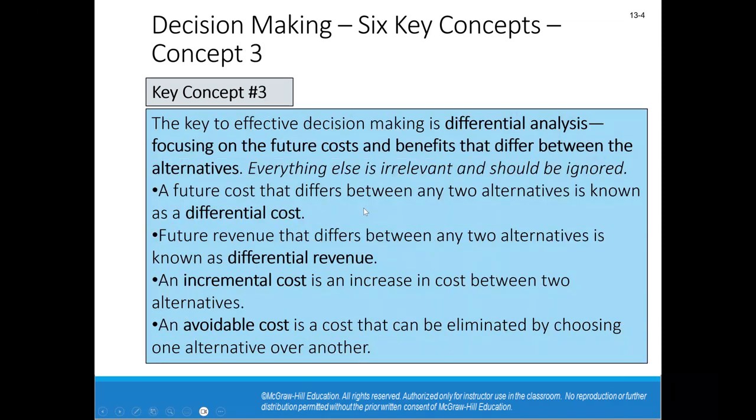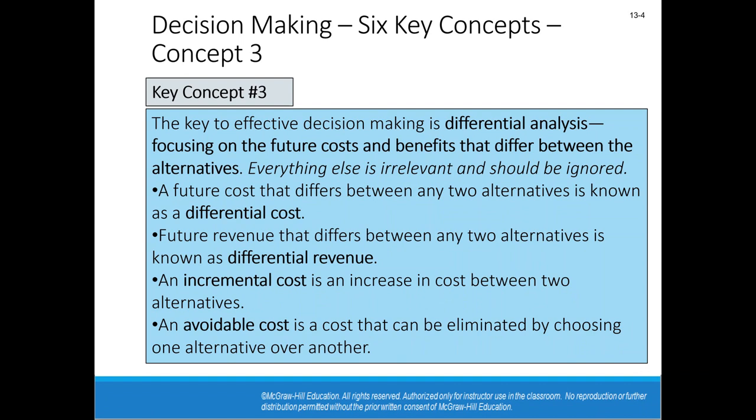Key concept two is you only want to focus on the future costs and benefits that differ between the alternatives. Everything else is irrelevant and should be ignored. So again, you're only looking at differential costs. What is the difference between my current cost structure and my new cost structure? Or future revenues, differential revenue. How much revenue is going to increase, or am I going to lose revenue? And is that going to be offset by the decrease in the cost?